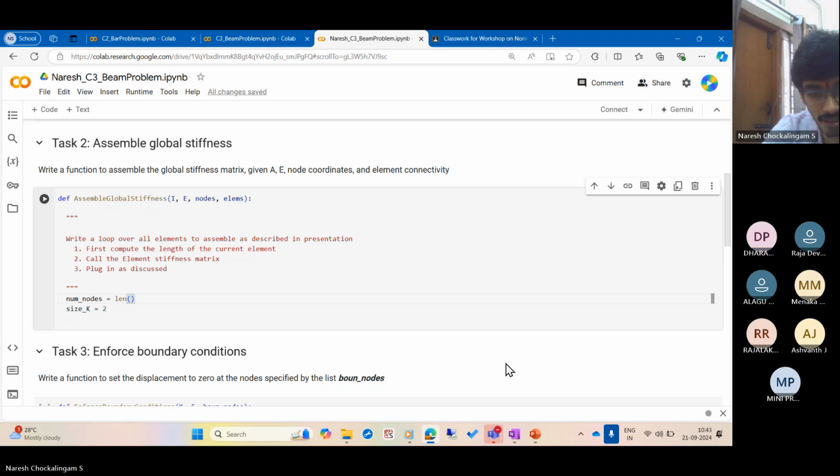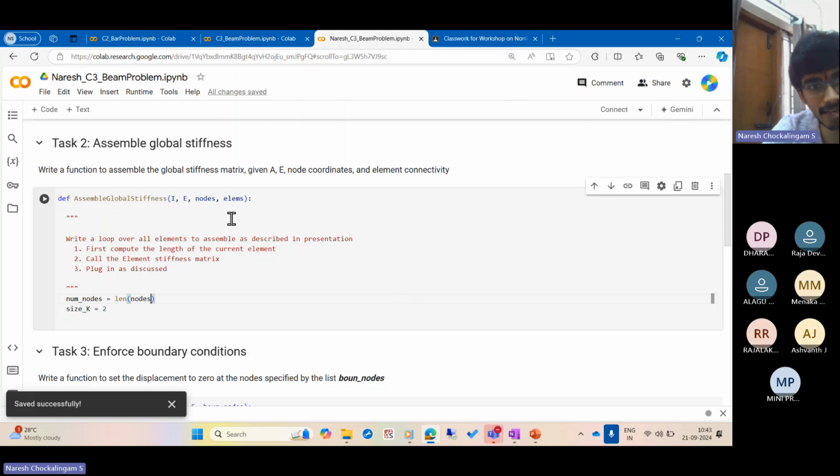Length of nodes, right? So the nodes matrix gives the location, the coordinate, of every node. So there will be as many coordinates as there are nodes.